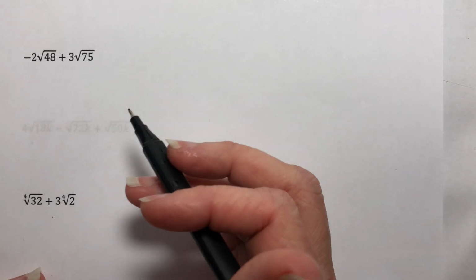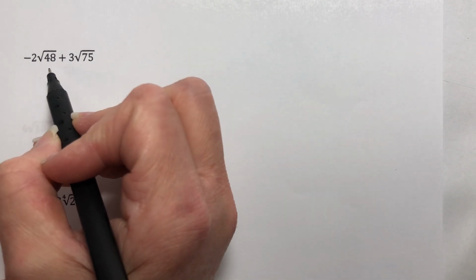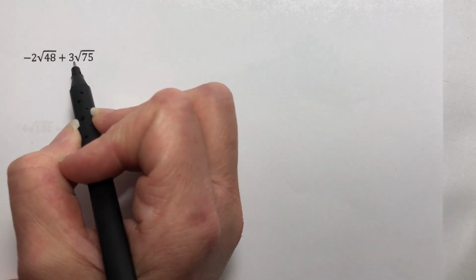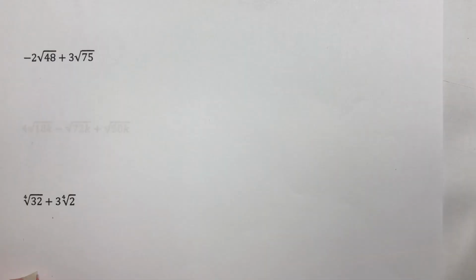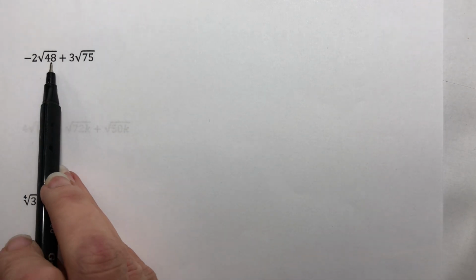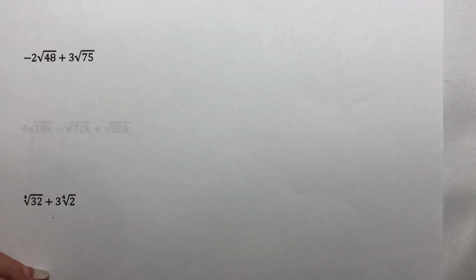So we want to simplify first. I have negative 2 times the square root of 48, plus 3 times the square root of 75. Right now, in this format, these are not the same, so I cannot add them. But chances are that these two values will simplify.